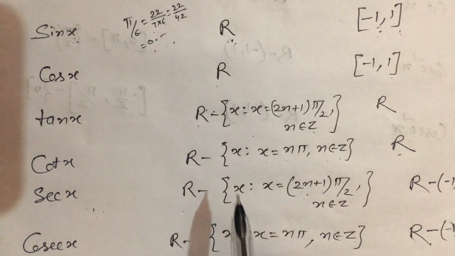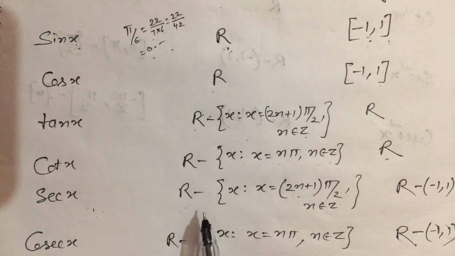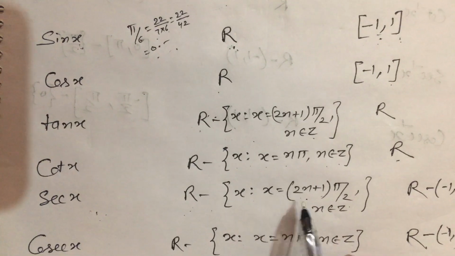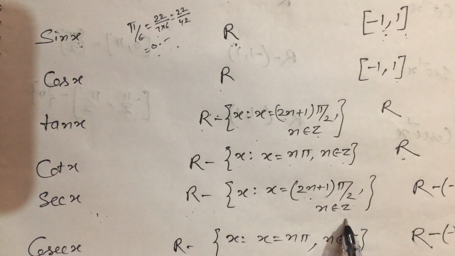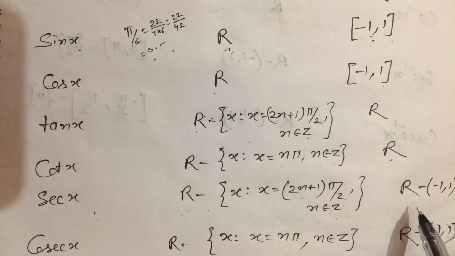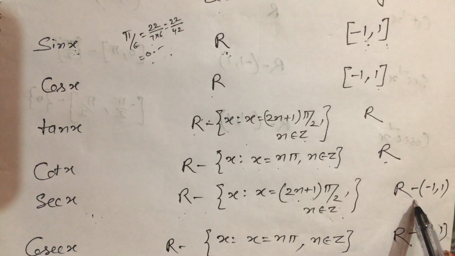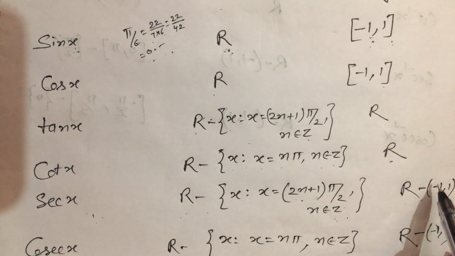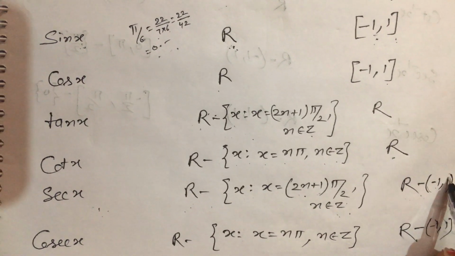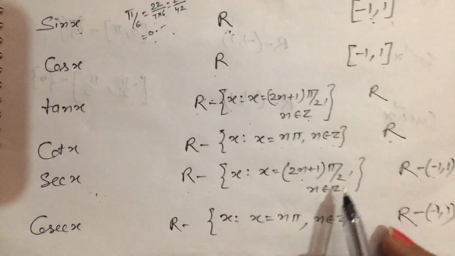So the domain of secant x is R minus {x such that x = (2n+1)π/2, where n belongs to integers}. And what is the range of this? R minus (-1, 1). It means the numbers that lie between these will not be included.